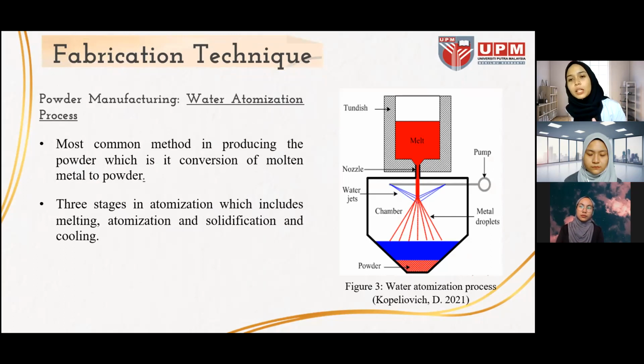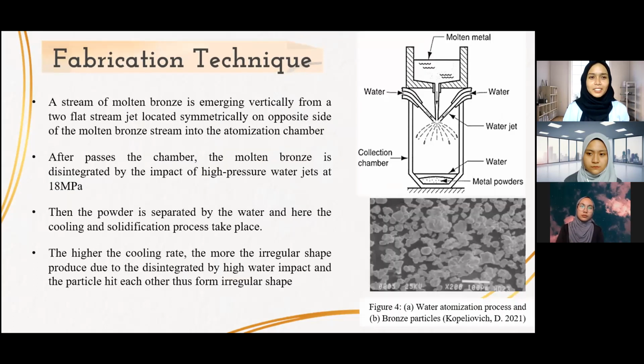It shows that the molten metal is dropped into the chamber, and then the water jets are pushed to the chamber. Next. In the process, a stream of molten bronze emerges vertically from a two flat stream jet located on opposite sides of the molten bronze stream into the atomization chamber. After passing the chamber, the molten bronze is disintegrated by the impact of high pressure water jets at 18 MPa. Then the powder is separated by the water, and here the cooling and solidification process takes place.